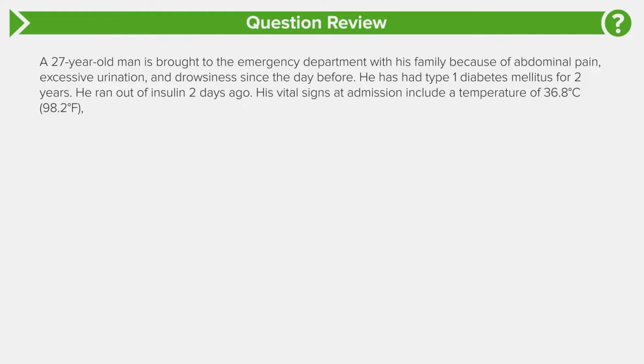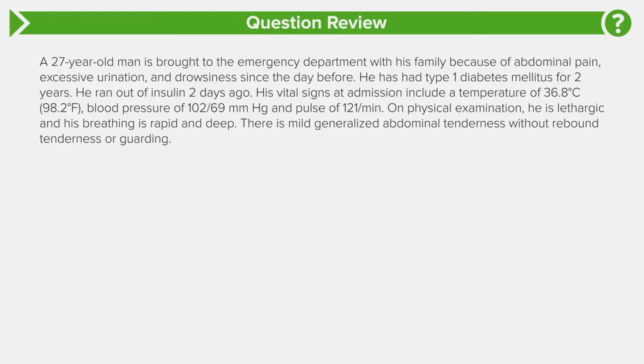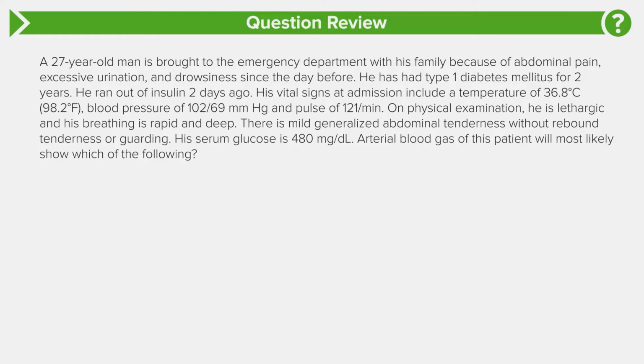His vital signs at admission are a temperature of 36.8 degrees Celsius, a blood pressure of 102/69, and a pulse of 121. On physical examination, he is lethargic and his breathing is rapid and deep. There is a mild, generalized abdominal tenderness without rebound or guarding. His serum glucose is 480. Arterial blood gas of this patient will most likely show which of the following.